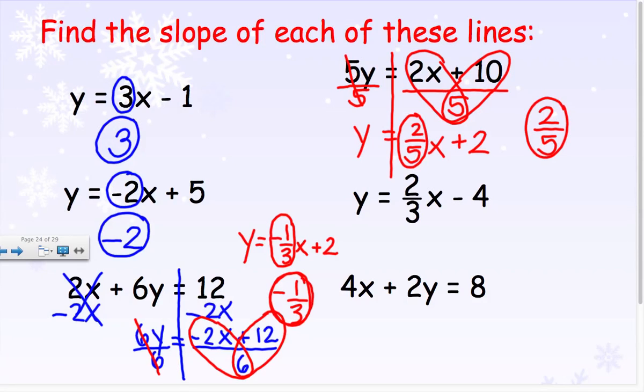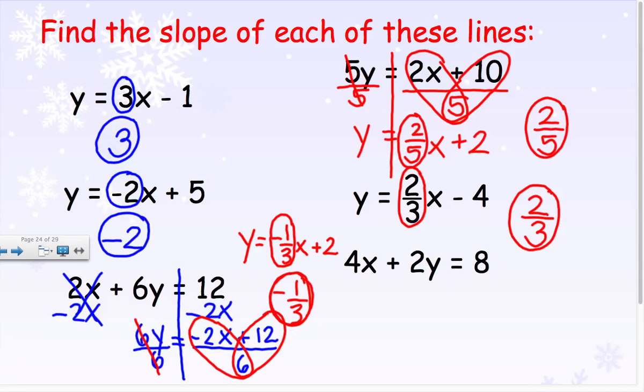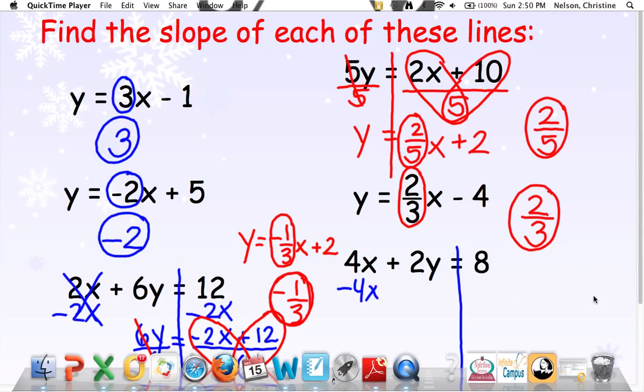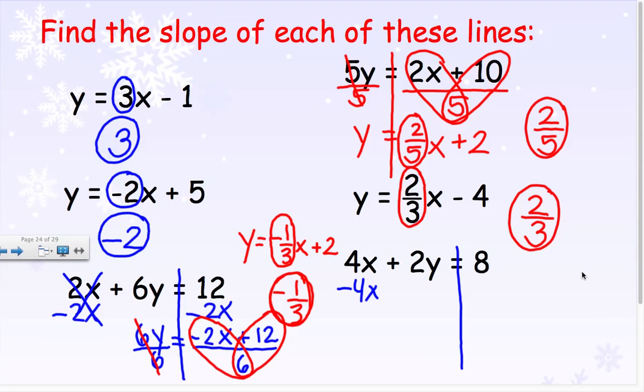This equation, y equals 2/3 x minus 4, is already in slope-intercept form, so my slope is 2/3. And this final one is not in slope-intercept form, so I need to get it in that form. Train tracks, minus 4x on both sides. Go off the screen for a second here. Minus 4x.